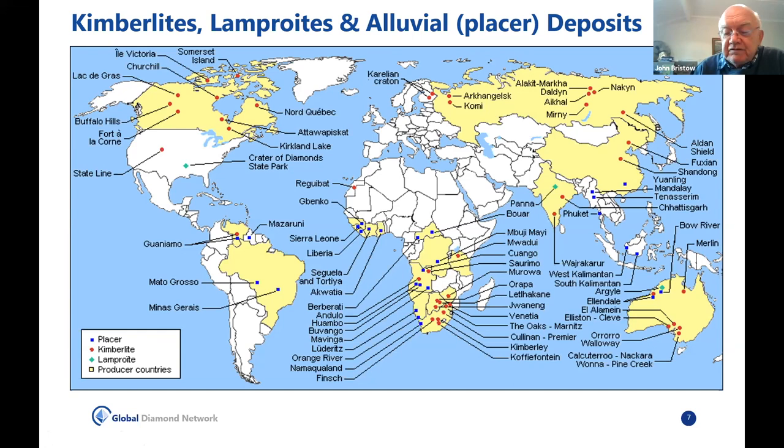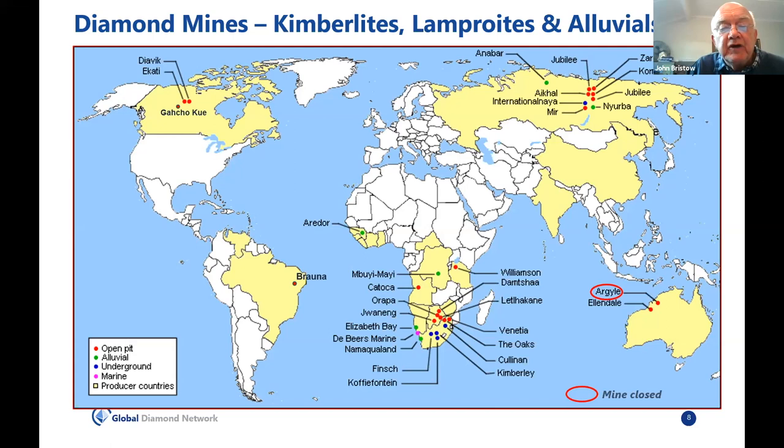Very interestingly, if we now go to look at actual diamond mines, you'll see straight away there's a huge difference in terms of the number of red dots and a couple of blue ones left on this diagram. And that goes back to the statistics I mentioned, that many kimberlites, lamprites, and alluvial deposits. If you exclude the alluvial deposits, we know about 8,000 actual intrusions. But when we get to actual mines that have been economically sustainable, it's a very different picture. And I'll come back to those stats later. And just to reinforce here, that Argyle diamond mine with the red ring around it is now closed.